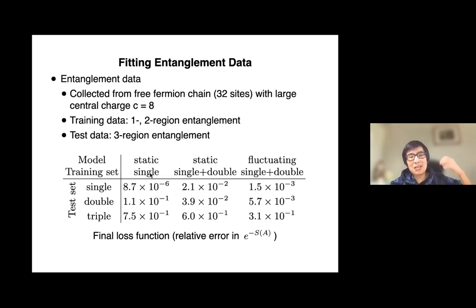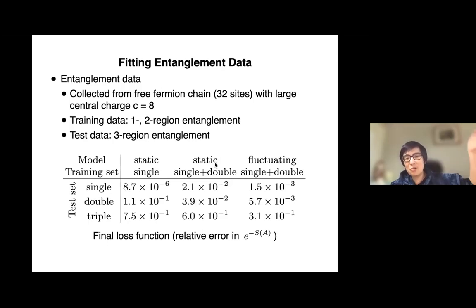If you train on single region data, of course it predicts single region well, but it fails to predict double and multi-region, triple regions. But if you train with single and double region data, it predicts both of them okay, but it loses the predictivity of the single region. It loses that nice 10 to the minus 6 error there. So that means there's some internal inconsistency between single and double region entanglement. That is precisely the mutual information kind of data. That kind of data cannot be captured by the static model.